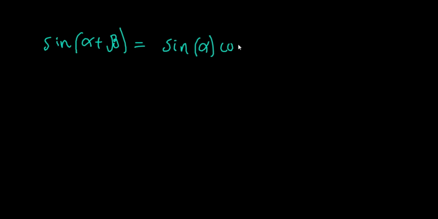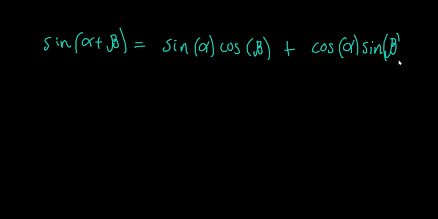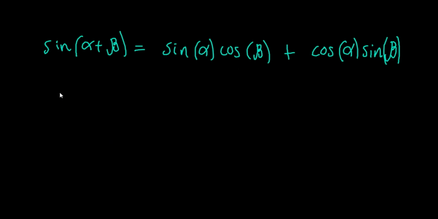Where in the world did the formula sine of alpha plus beta is equal to sine of alpha times cosine of beta plus cosine of alpha times sine of beta come from? And how on earth would we even show something like this to be true? Well, it's a natural question to ask.